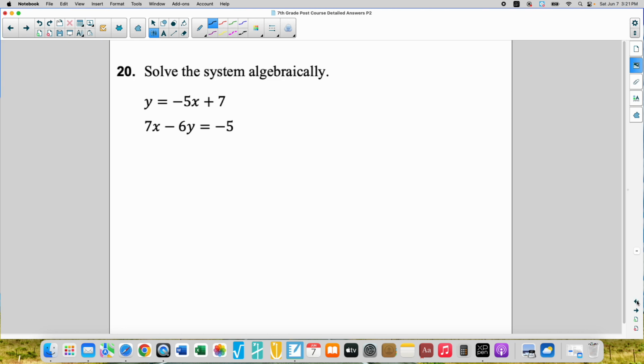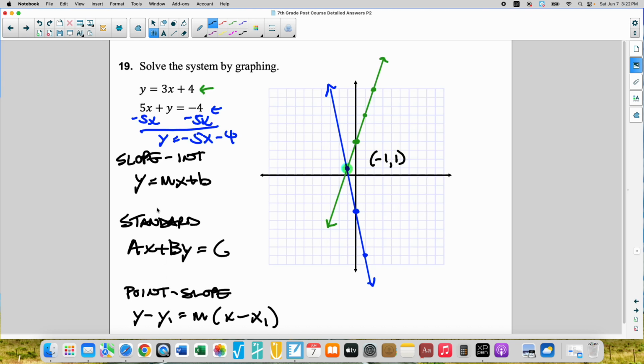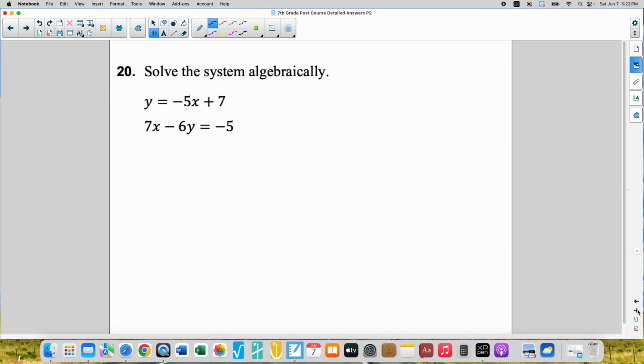So much like there were 3 different types of lines or forms for lines, there are multiple ways to solve systems. Substitution, which is the one we're going to use today. You have addition and subtraction. And then you have, it's kind of like multiplication or proportions, where you can do it in that manner and then apply addition and subtraction. We're going to use substitution.